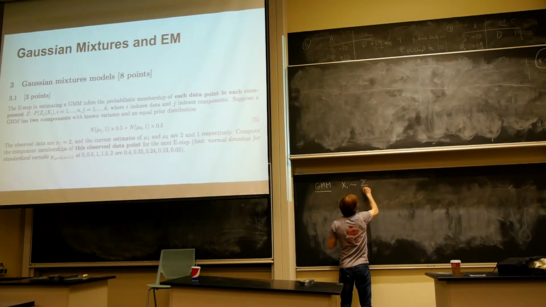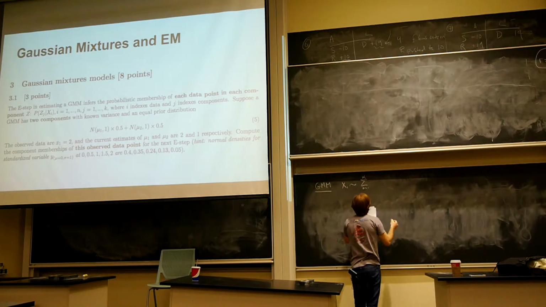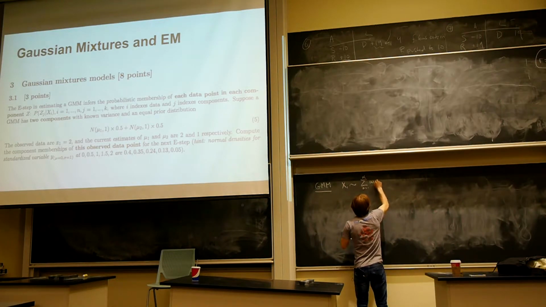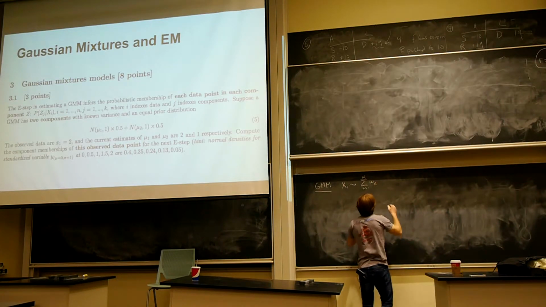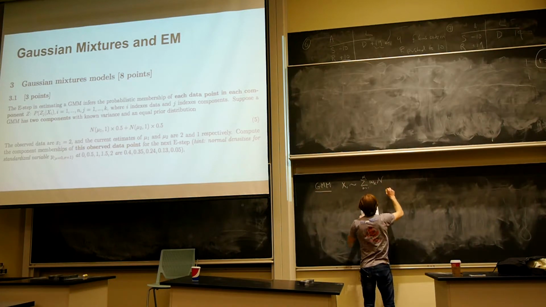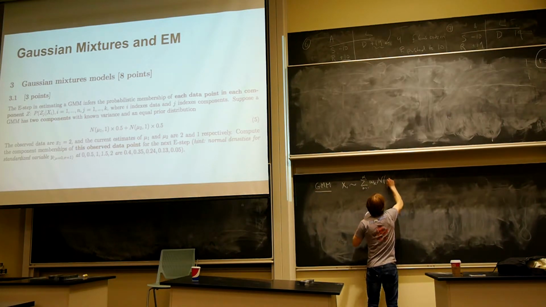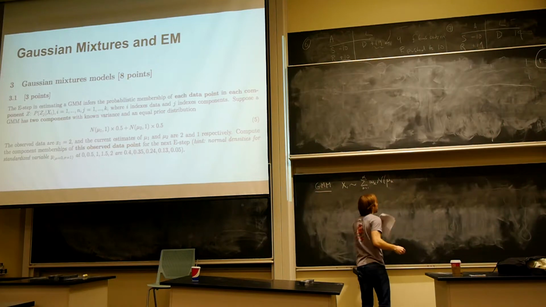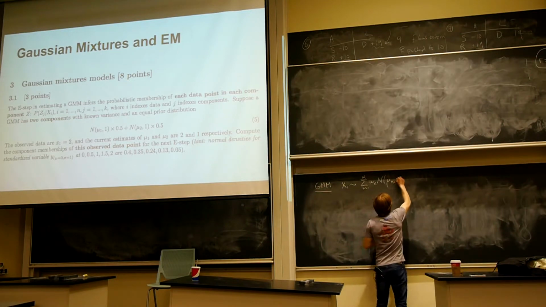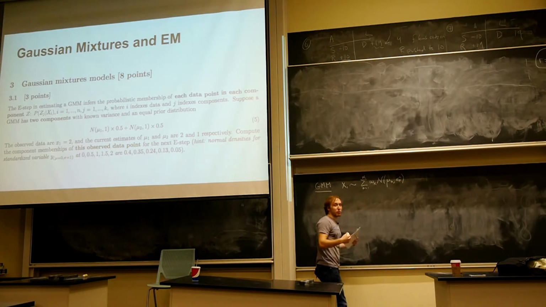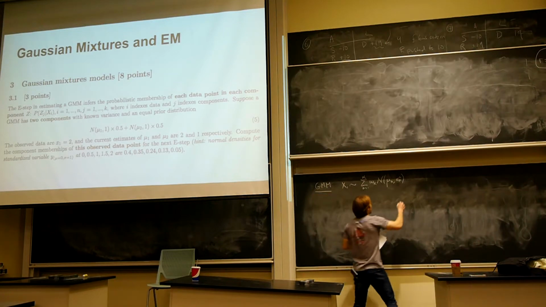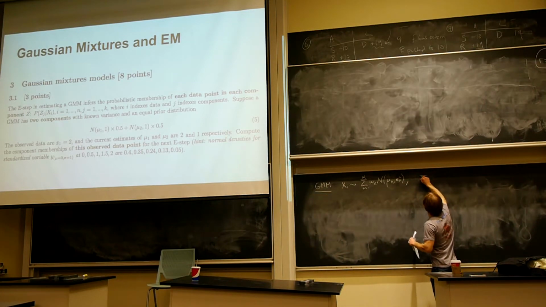Usually it's written as a sum over k components, where each component is a weight w_k, the kth weight, multiplied by the kth component Gaussian, where the Gaussian has the mean component mu_k and the variance component sigma squared k. So this is just the usual general formulation for a Gaussian mixture model, where the weights w_k sum to 1.